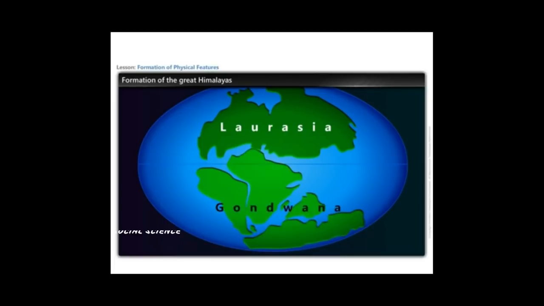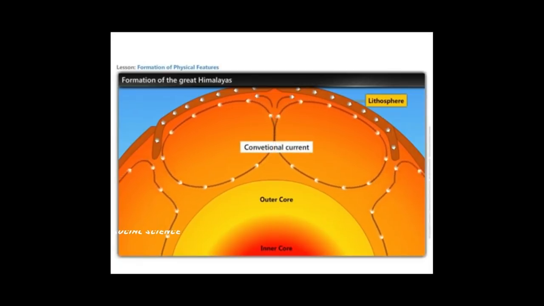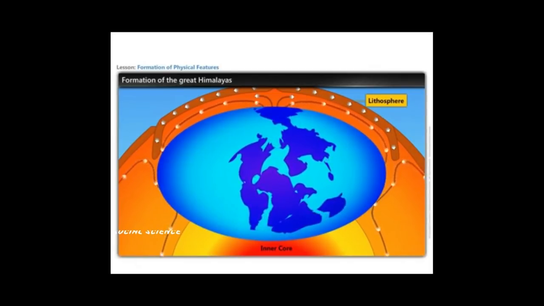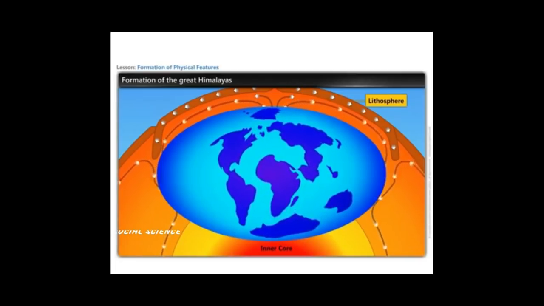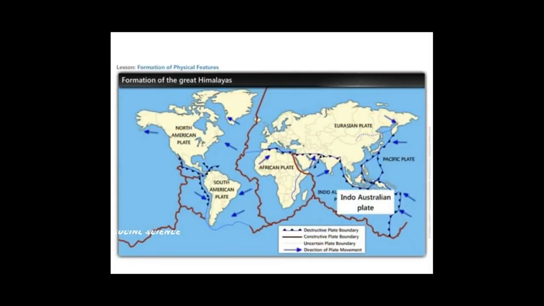The Gondwana land included India, Australia, South Africa, South America and Antarctica as one single landmass. In between, there was a geosyncline known as the Tethys Sea. The convectional current under the crust split the crust into a number of pieces. This led to the drifting of the Indo-Australian plate after being separated from the Gondwana land towards north. The northward drift resulted in the collision of the plate with the much larger Eurasian plate.